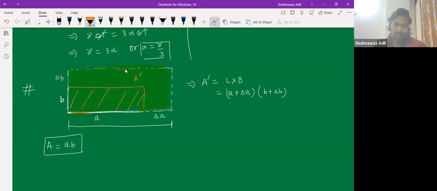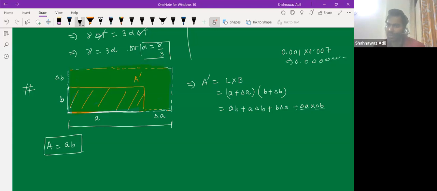Okay, and this is what we are finding now. Whose length is this thing? Whose breadth is this thing? So if we calculate, this would be AB plus A delta B plus B delta A plus delta A into delta B, right? These are small quantities. If we multiply 0.001 into 0.007, this would be 0.000007, a very small thing, right? So this we can neglect. Is this thing clear, guys?